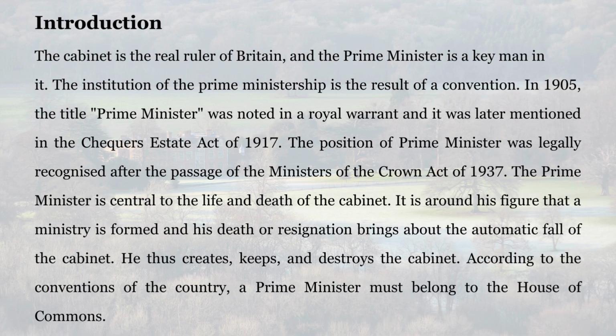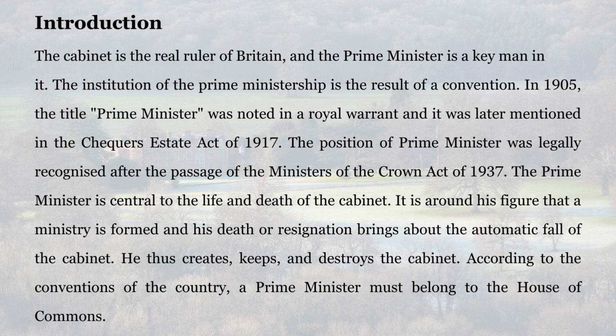The British Prime Minister. Introduction. The Cabinet is the real ruler of Britain, and the Prime Minister is a key man in it. The institution of the Prime Ministership is the result of a convention. In 1905, the title Prime Minister was noted in a royal warrant and it was later mentioned in the Chequers Estate Act of 1917. The position of Prime Minister was legally recognised after the passage of the Ministers of the Crown Act of 1937. The Prime Minister is central to the life and death of the Cabinet.